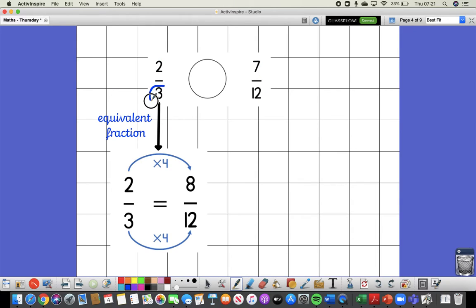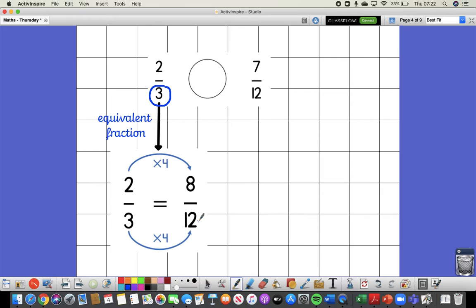Now 3 is a factor of 12, therefore we can turn 3 into 12. So let's look at how we can make an equivalent fraction. We look at how many times 3 can go into 12. So 3 times 4 makes 12. And what we do to the bottom, we must also do to the top. So if we times 3 by 4 to make 12, we need to do 2 times 4, which makes 8. So now my fraction is 8/12, and we're comparing it to 7/12.